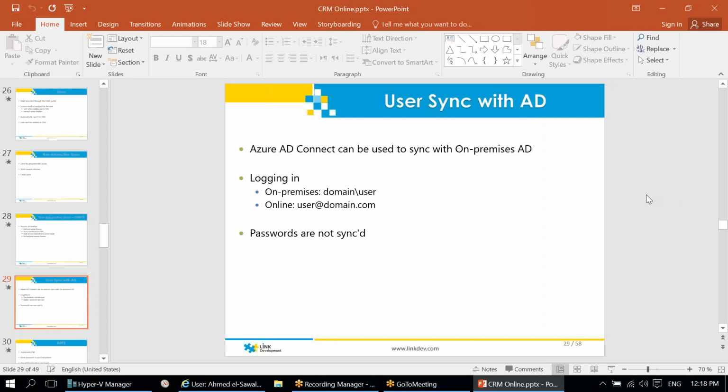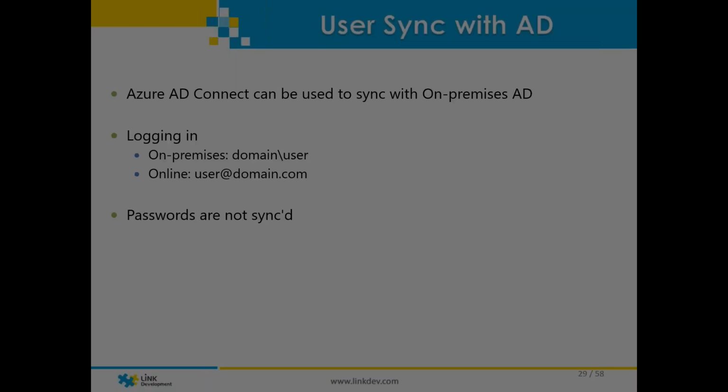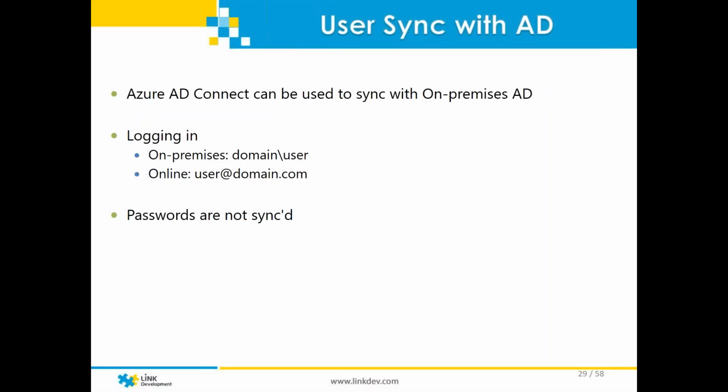Of course, there's something called AD Connect, Azure Active Directory Connect, which can synchronize the users from your on-premise directory to CRM Online. In on-premise, you have two options: you can log in using domain\user or user@domain.com. In online, you only have one option, which is user@domain.com.